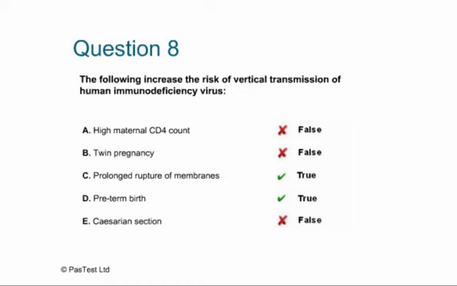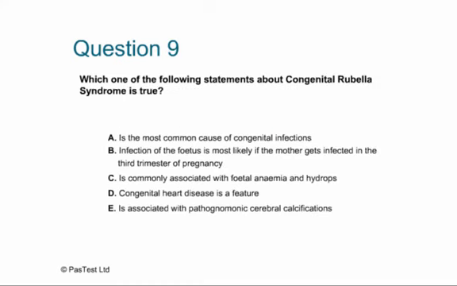Okay, here's question 9. Which of the following statements about congenital rubella syndrome are true? A. It's the most common cause of congenital infections. B. Infection of the fetus is most likely if the mother gets infected in the 3rd trimester of pregnancy. C. Is commonly associated with fetal anemia and hydrops. D. Congenital heart disease is a feature. Or E. Is associated with pathognomonic cerebral calcifications.